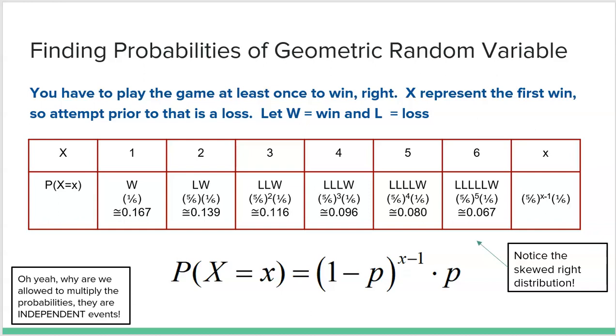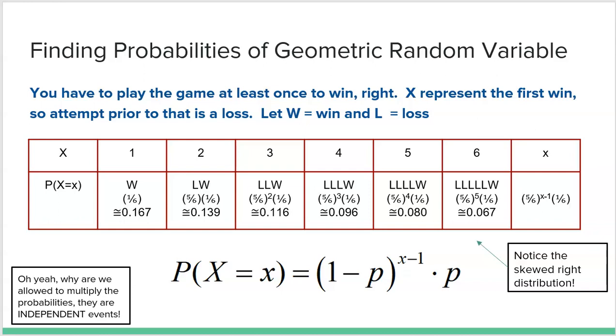Just a real quick thing here: why are we allowed to multiply these probabilities? In each of these outcomes, I'm multiplying probabilities. Well, remember, you're allowed to multiply when you're working with independent events. These are obviously independent events. Rolling a die is independent of the next roll. So that's why I'm allowed to multiply.